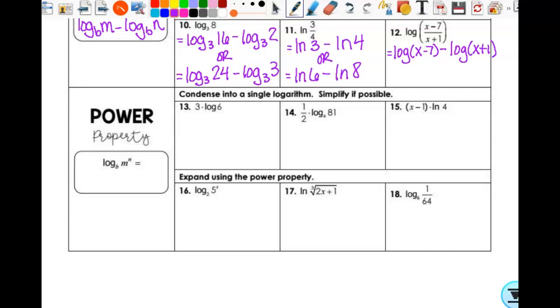All right. So then we have the power property. Log base b of m to the nth power. All that happens is this exponent can come out front. So this can become n times the log base b of m. And it works the other way as well. All these work back and forth.